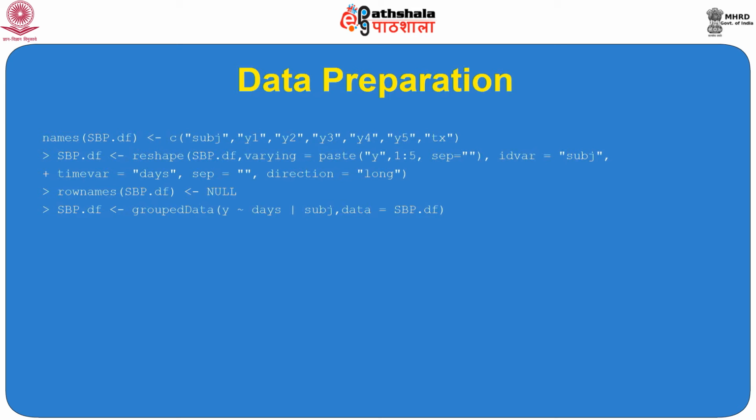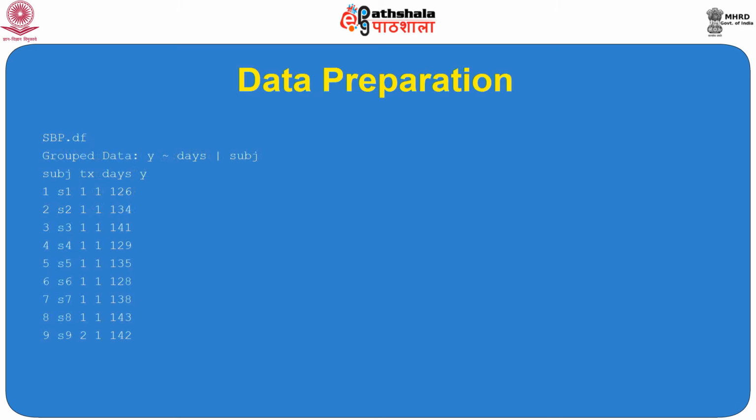Now again we are grouping the data as sbp.df as groupedData, where y follows days given subject, and after that data is equal to sbp.df. Now we are calling this sbp.df. Now it's giving us the grouped data where y follows days given subject, where subject 1, 2, 3, 4, 5, 6, 7, 8 were in treatment 1 and 9 was given treatment 2, and their corresponding days measurement of SBP is given as days and y.